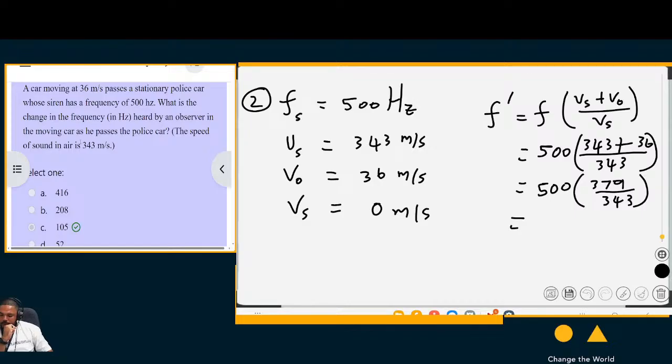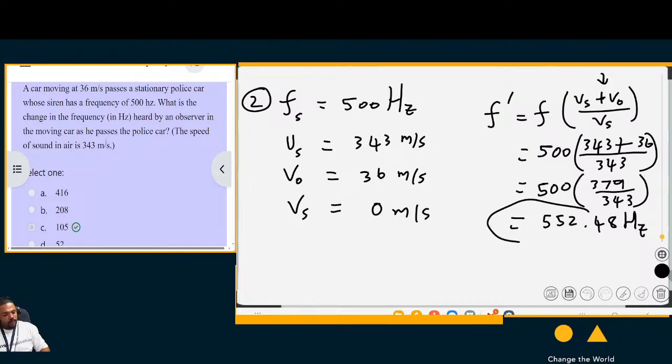In this case, the observer is moving towards the source, so we use a positive there. And that gives us 552.48 hertz, or at least this is what I got. This is the frequency that is heard by the observer inside the car. Okay, this is the frequency heard by the observer inside the car.